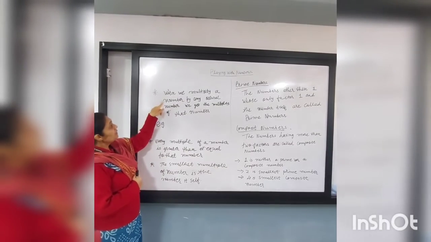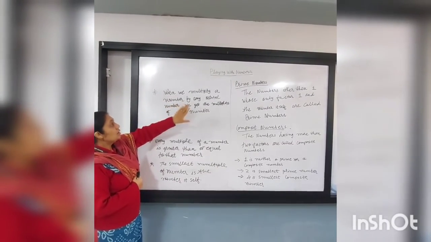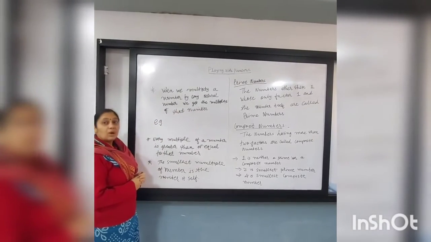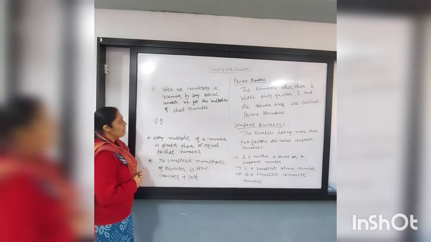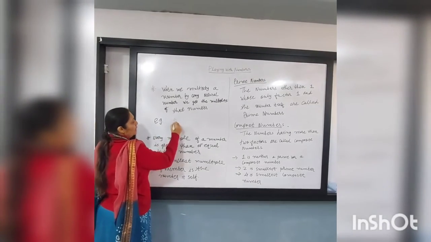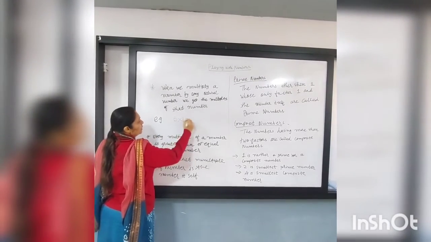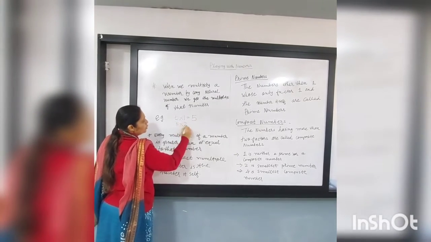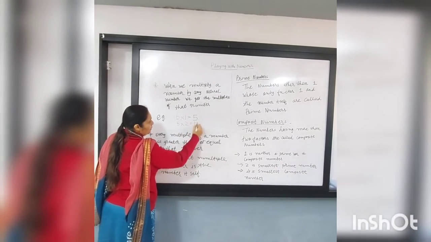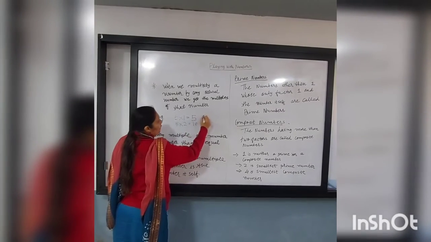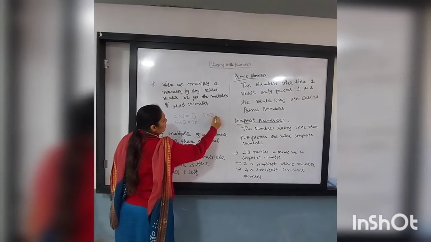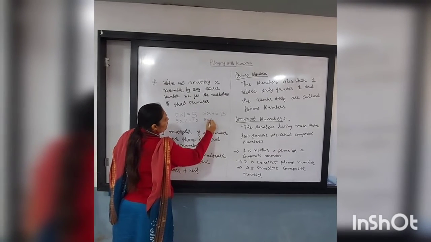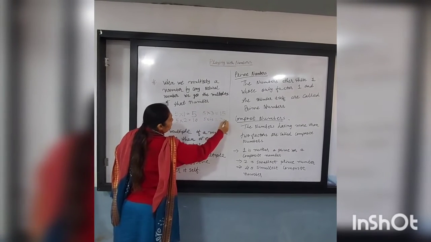Now, when we multiply a number by any natural numbers, we get the multiples of that number. For example, 5 multiplied by 1, we get 5. 5 multiplied by 2, we get 10. And 5 multiplied by 3, we get 15. And 5 multiplied by 4, we get 20.